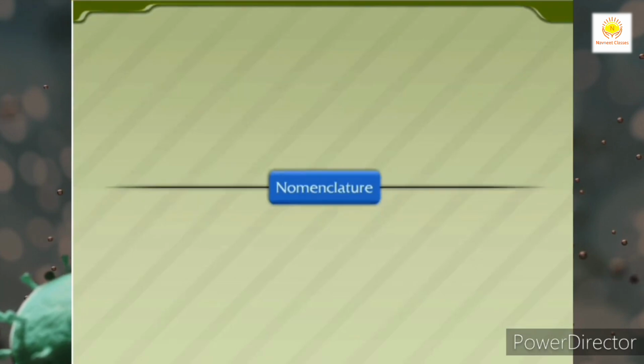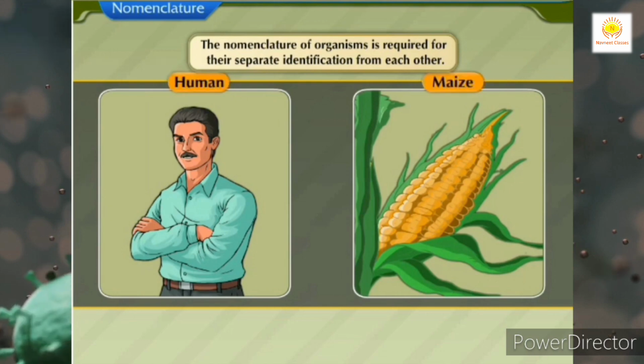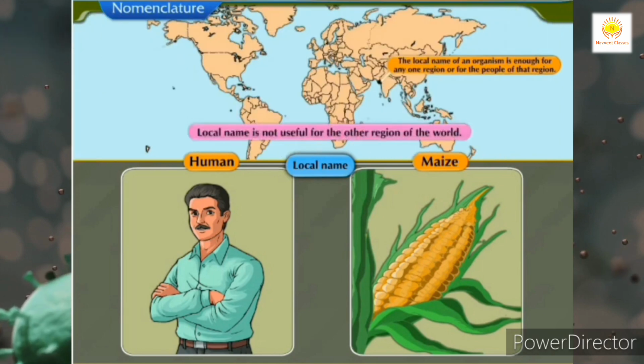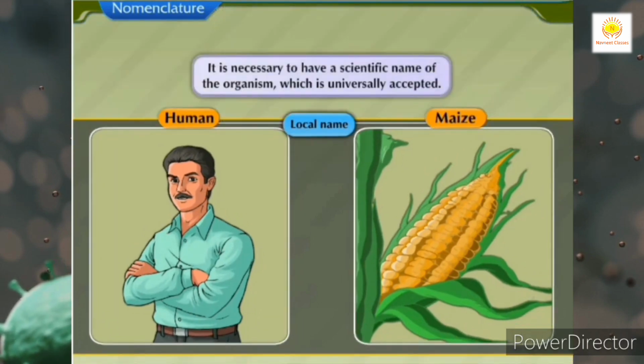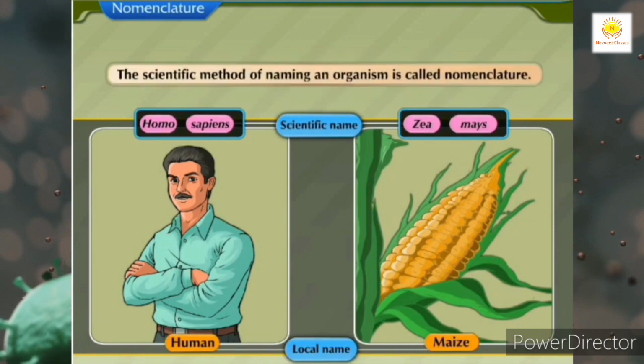Nomenclature. The nomenclature of organisms is required for their separate identification from each other. The local name of an organism is enough for any one region or for the people of that region. But this name is not useful for the other regions of the world. So, it is necessary to have a scientific name of the organism, which is universally accepted. The scientific method of naming an organism is called nomenclature.